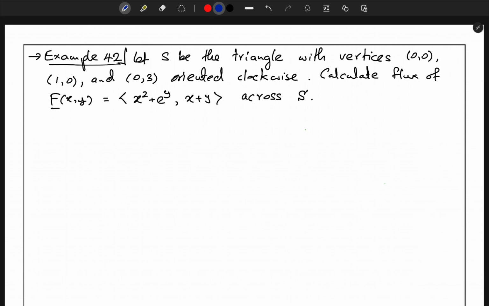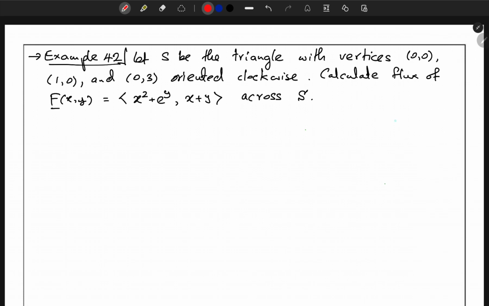use the circulation form and the flux form, and we did a few examples. So let's start with another example using the flux form of Green's theorem. Example 42. Let S be the triangle with vertices (0,0), (1,0) and (0,3).